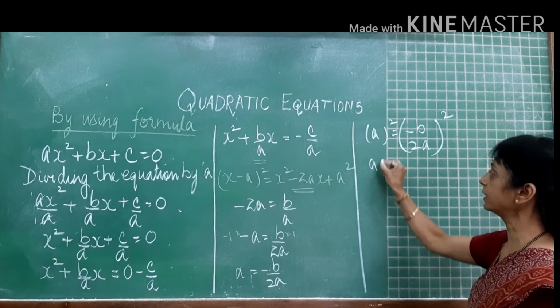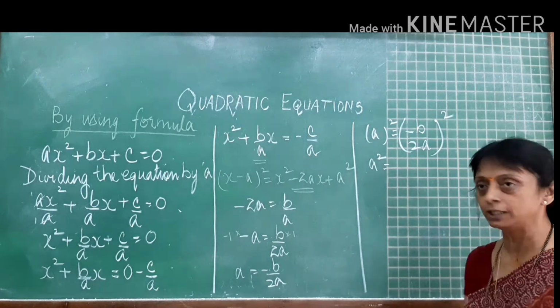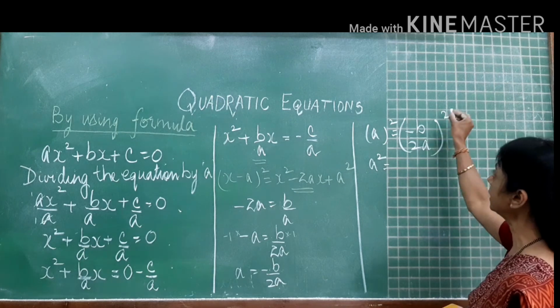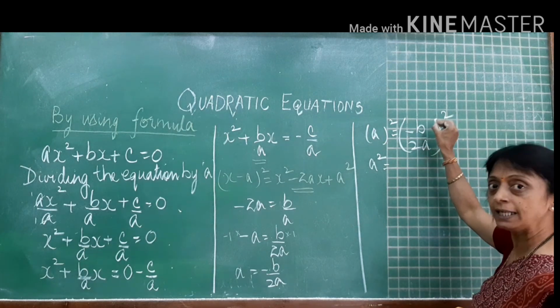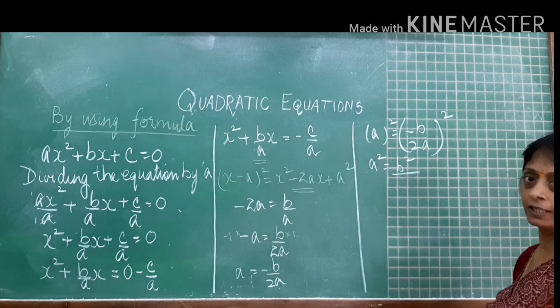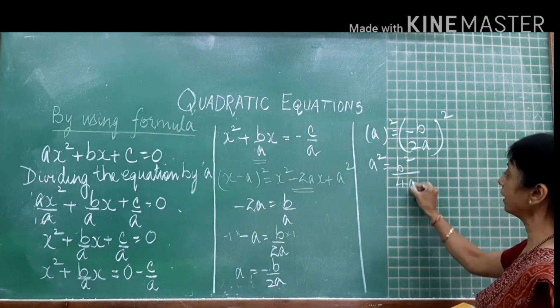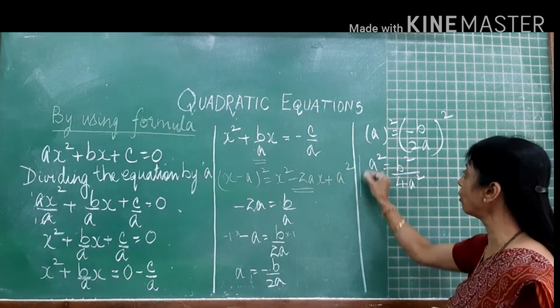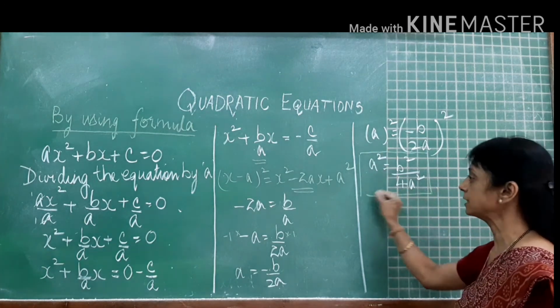So what do we get? a square will be equal to minus into minus is plus b, the square will be b into b, that is b square upon 2a into 2a will give me 4a square. So finally I got the value of the square term.